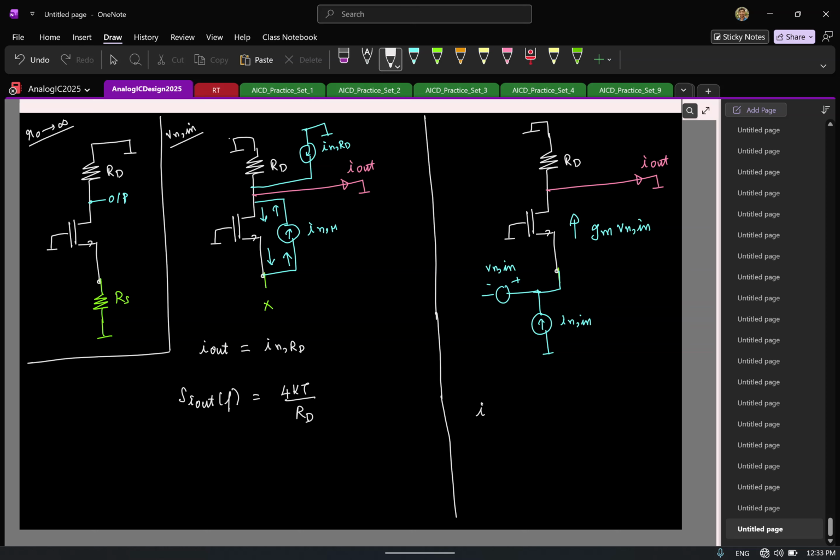If I draw it this way, it will become apparent. Here I found the output quantity, so I just have to find the gain. Here the voltage source will not contribute. So what is the gain from this current to the output current? The entire current flows to the output, so the gain is 1. So SIN in of f is basically whatever you calculated, SI out divided by 1 square. It's 4kT by RD.